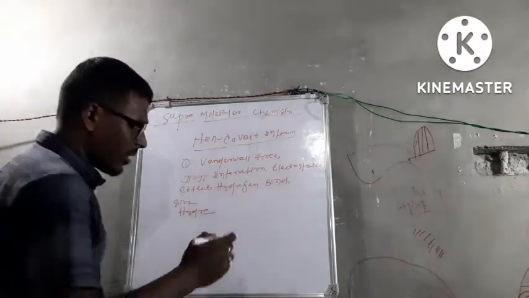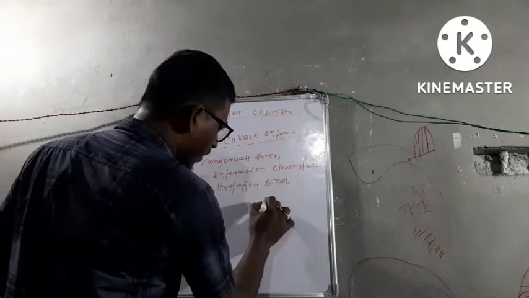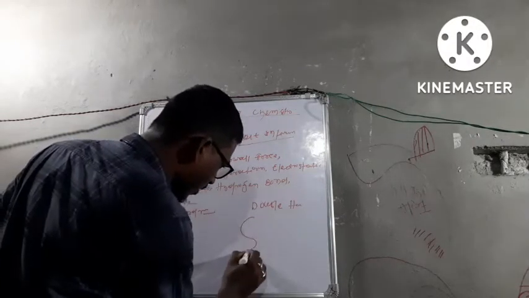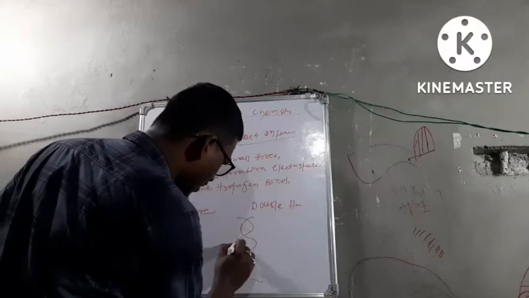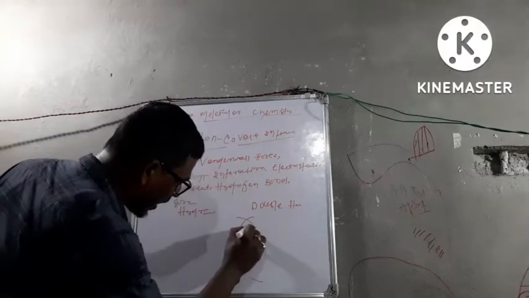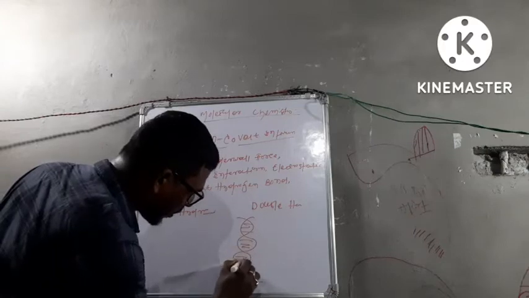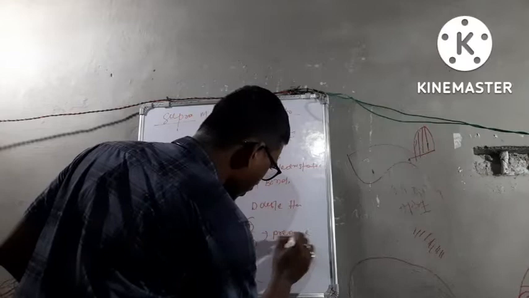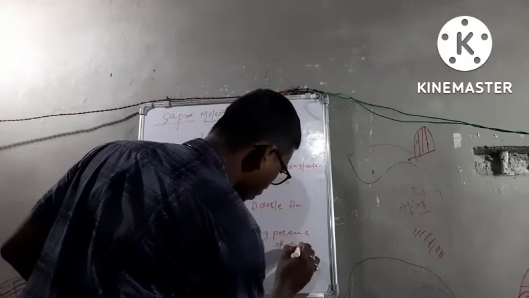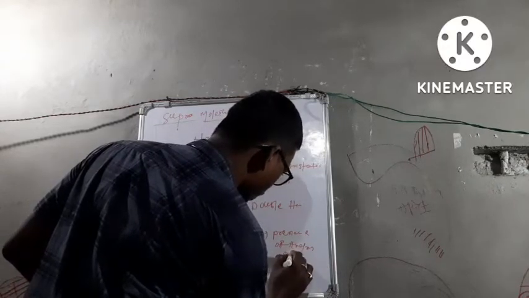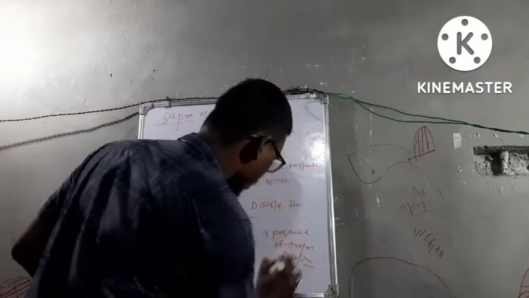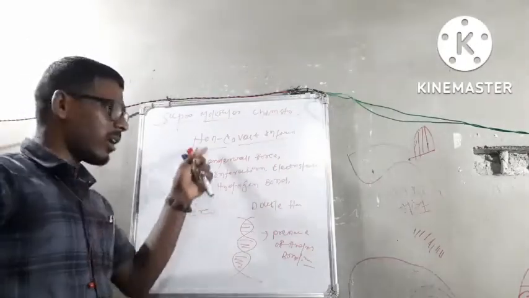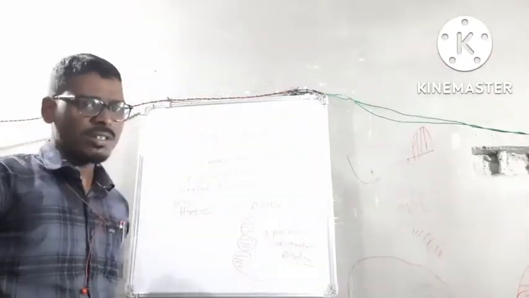Let us consider the double helical structure of DNA. This is one helix, and that is the other helix. Here, the double helix structure of DNA is formed due to the presence of hydrogen bonding. So this is our basic introduction about supramolecular chemistry.